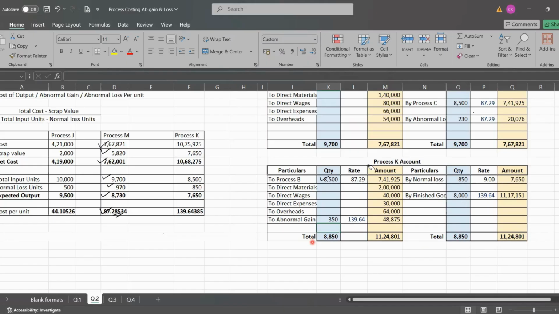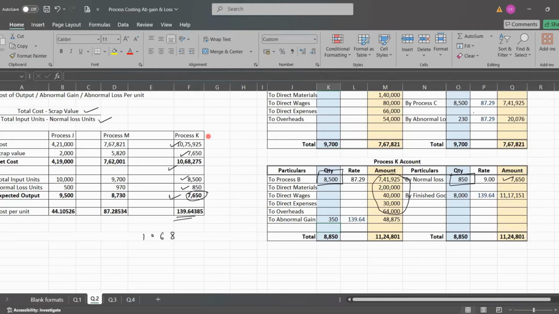Following the same steps, the formula is also the same: total cost minus scrap value, upon total input units minus normal loss units. The amount is shown here in process K. The debit side total including all these amounts comes to 10,75,925. Scrap value is 7,650 on the credit side. Total input units are 8,500, less normal loss units of 850. So 8,500 minus 850, you will get the second figure as 7,650 as expected output. Once you divide amount by output, you will get 139.64.